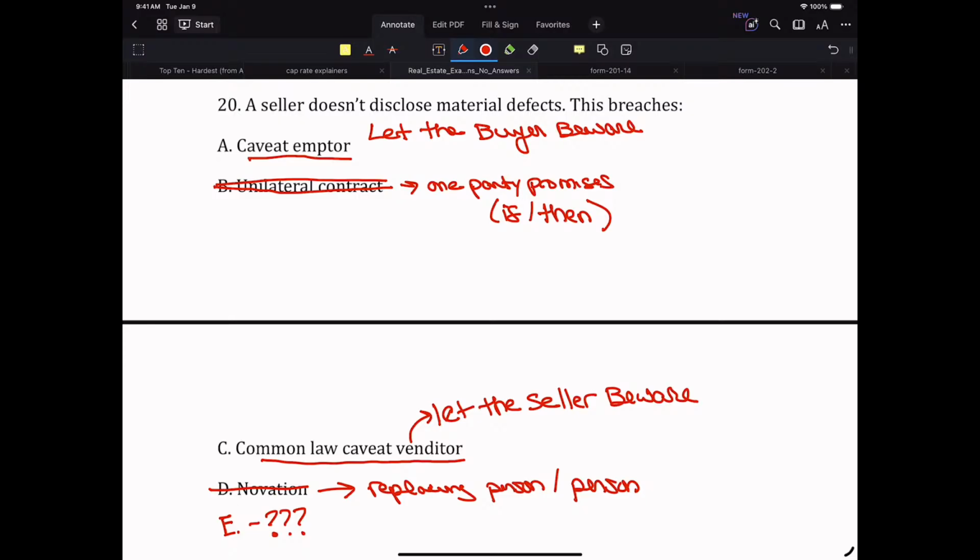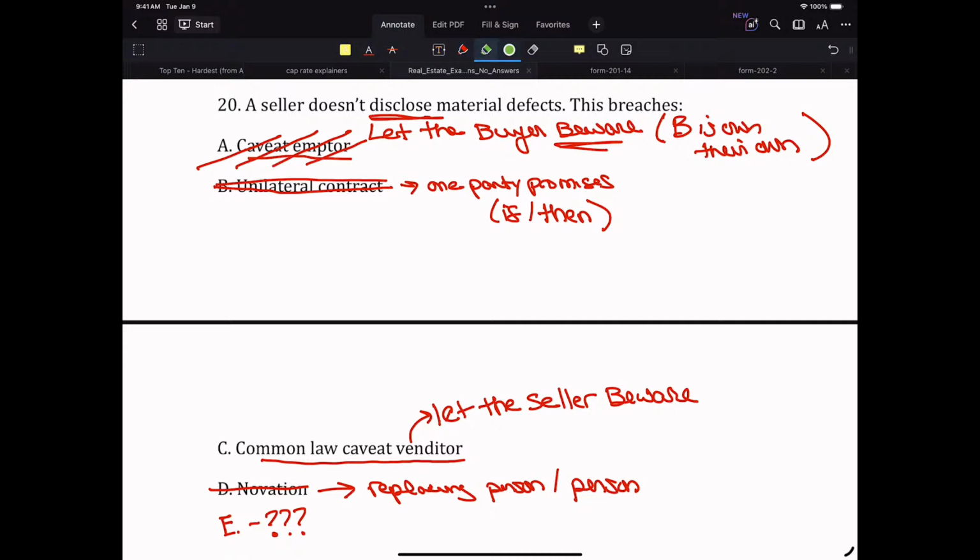Well, if I know that, I would say let the buyer beware. That means buyer, you didn't disclose breaches. I mean, the idea of caveat emptor is that you're on your own, right? The buyer is on their own. So a seller not disclosing means that is caveat emptor. Caveat emptor means that you're on your own. So I don't think it can be A. What caveat venditor would say is seller, you're on your own.